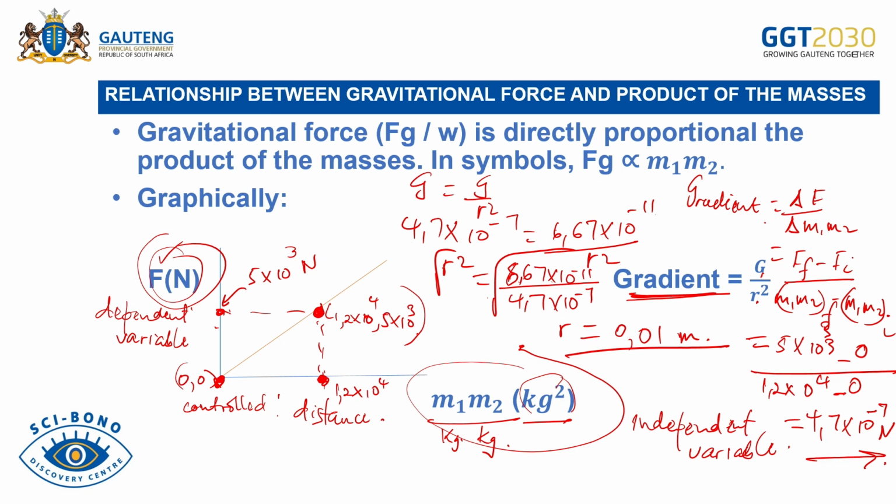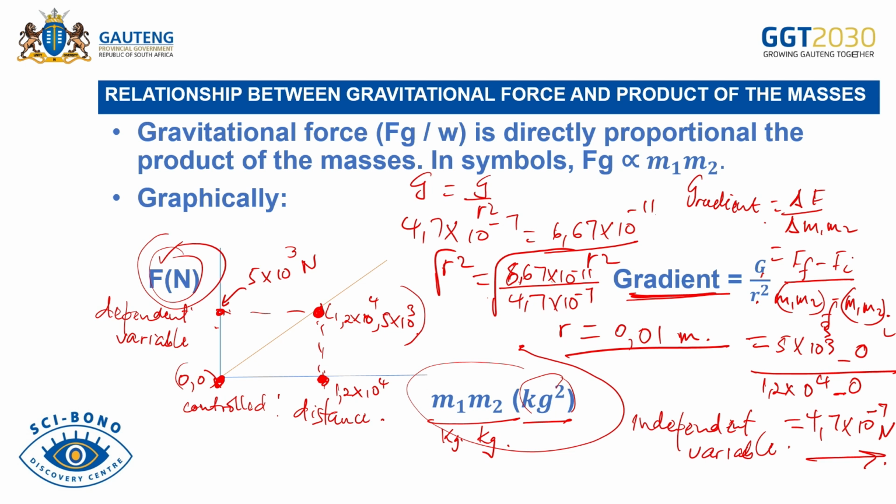All right. So this graph is very, very important, learners. It shows the relationship between the force and the product of the masses. The relationship from the law itself: force is directly proportional to the product of the masses. Showing that relationship using a graph, you can see there's a straight line starting from the origin. It shows that F and M1, M2 are directly proportional.